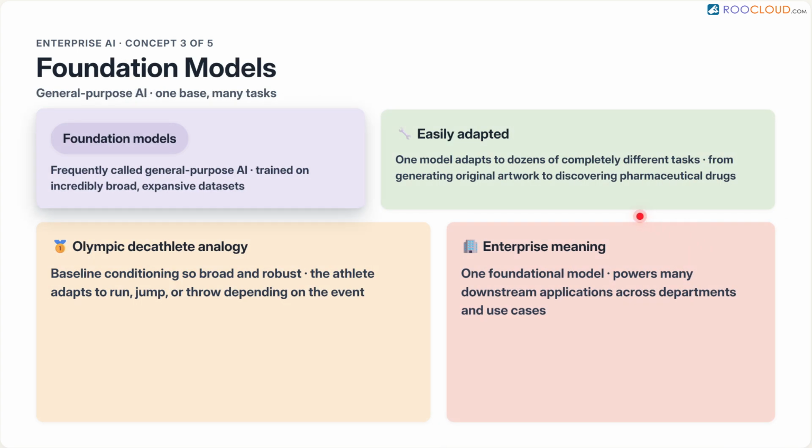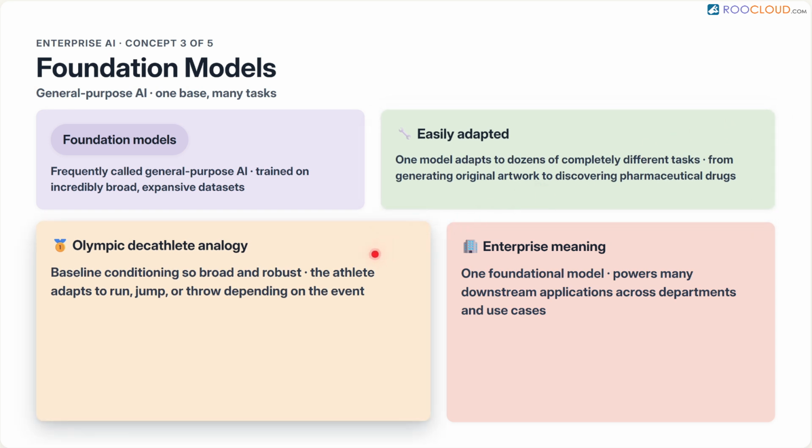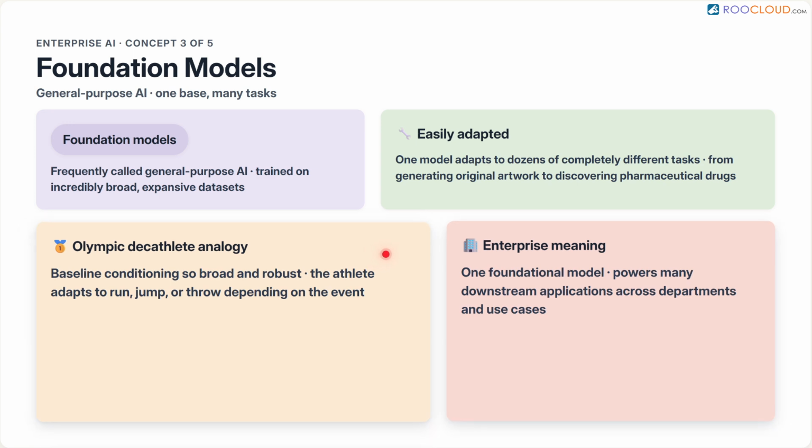Then there are foundation models, frequently referred to as general-purpose AI. These foundational models are trained on incredibly broad, expansive datasets, allowing them to be easily adapted for dozens of completely different tasks, from generating original artwork to discovering new pharmaceutical drugs. A foundation model is like an Olympic decathlete. Their baseline physical conditioning is so incredibly broad and robust that they can successfully adapt to run, jump, or throw, depending entirely on the current event.